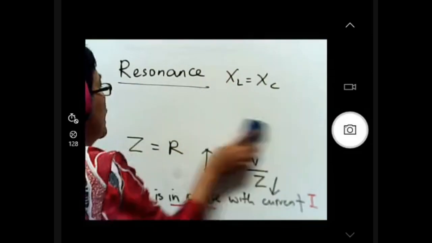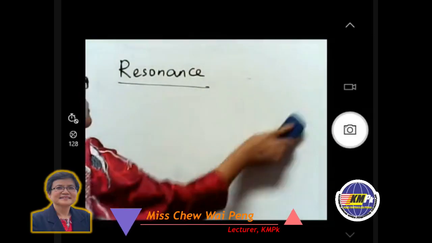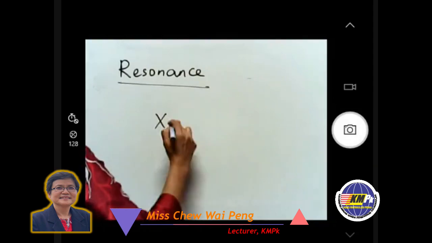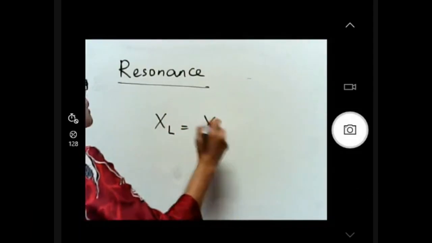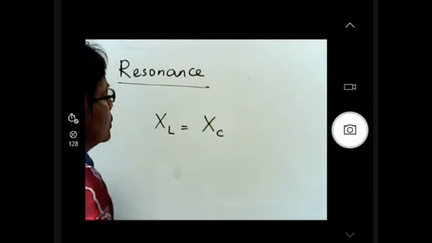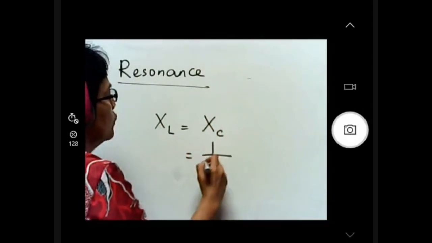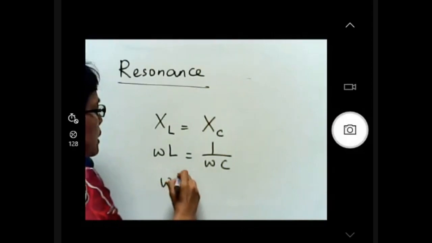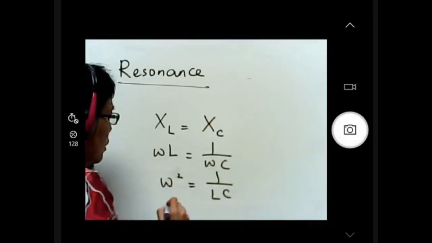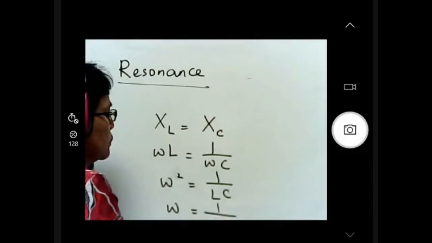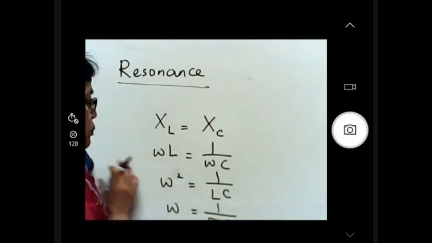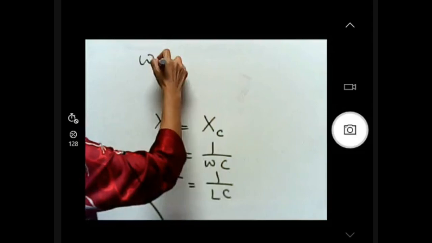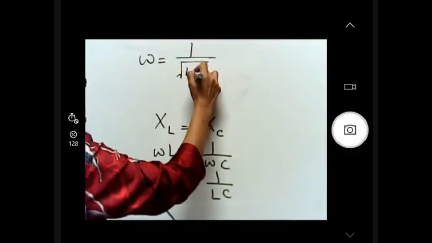Okay, so how to calculate resonant frequency? So we can have XL equals XC, reactance of inductor equals reactance of capacitor. So this is 1 over omega C, this is omega L. So I can have omega squared equals 1 over LC, or omega, angular frequency, equals 1 over square root of LC.